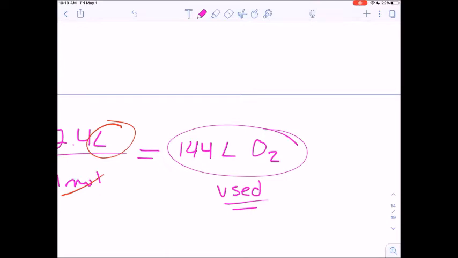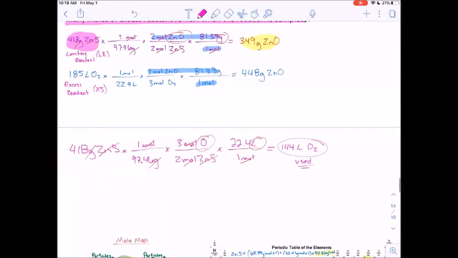So when I'm doing this problem, what I'm saying essentially is if I start with my 418 grams of zinc sulfide, the amount of oxygen that I will need in order to use up that entire 418 grams is 144 liters. Up here, I'm starting with 185 liters available to me, and I'm only using 144 of that. So if I want to figure out how much is left over, I need to subtract those two values.